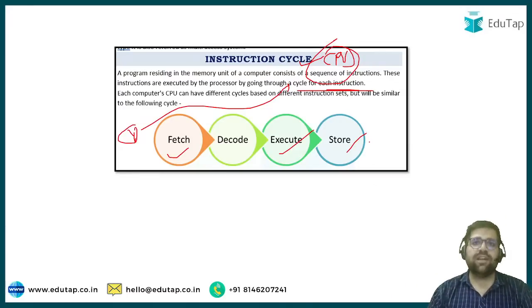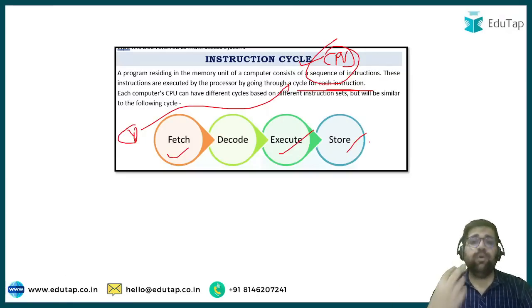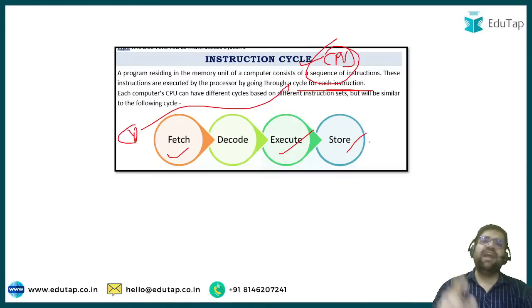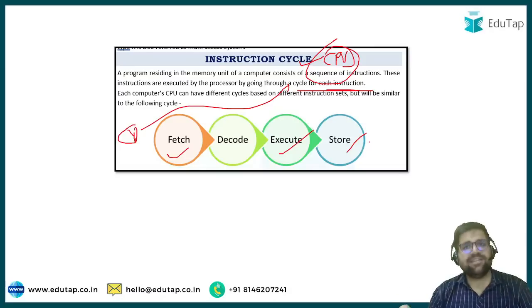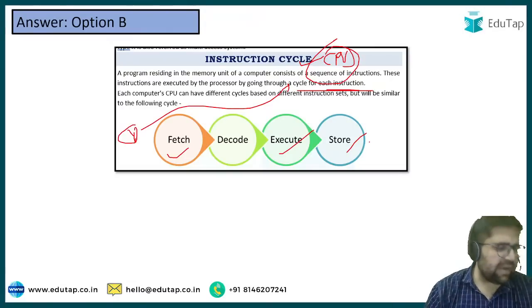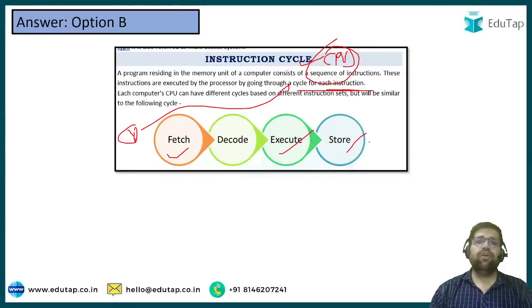the CPU will store the data. For example, if you are working in MS Word, the computer will ask you whether you want to save it or not. If you press save, then your file will be saved. And if you do not press save, then tata bye bye to the file. We will not be able to see it. As simple as that. The answer to this question was option B, because there are four stages and four phases of your instruction cycle. Cool.